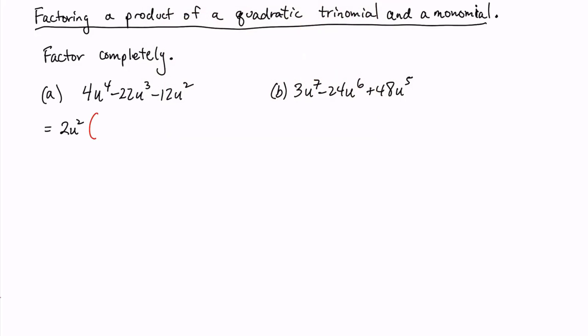And we're going to use the distributive property to figure out what's left. We need a 2u squared minus 11u and then subtract a 6. Now we're left with factoring this quadratic expression, or this quadratic trinomial. Where's the monomial? The monomial is right here, 2u squared. Let's continue.